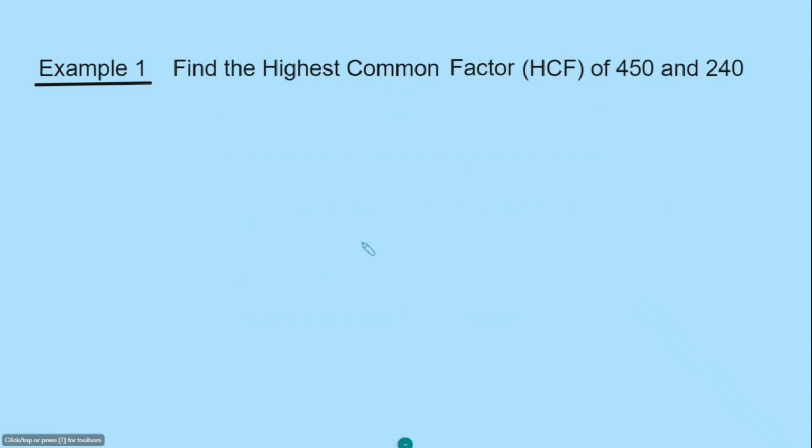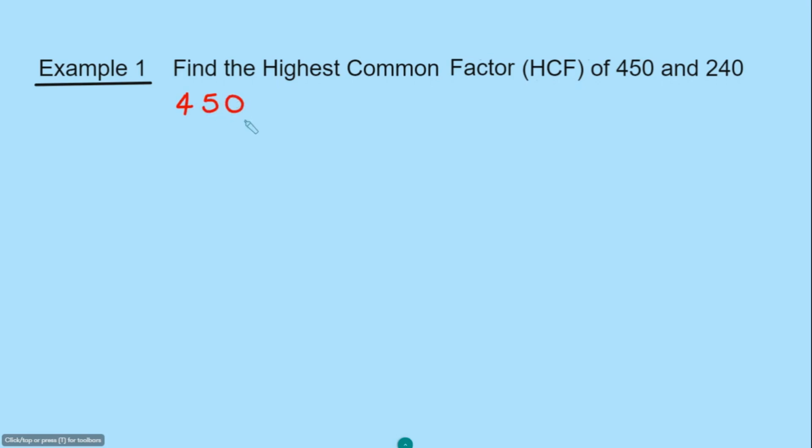In the first example here, we are asked to find the highest common factor of 450 and 240. Now, if you look at these numbers, you immediately notice that they are very large numbers, and so we're going to use the product of primes. So to begin, I'm going to write down 450 and 240 separately to split them up. I pick up the first one, 450.